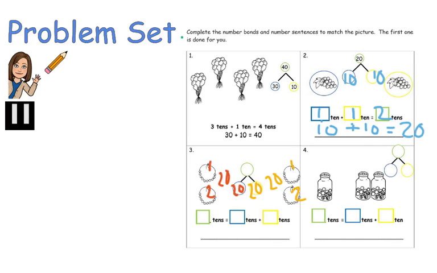Okay. So now 20 and 20 we have, let's see, 10, 20, 30, 40. So 20 plus 20 equals 40. Okay.